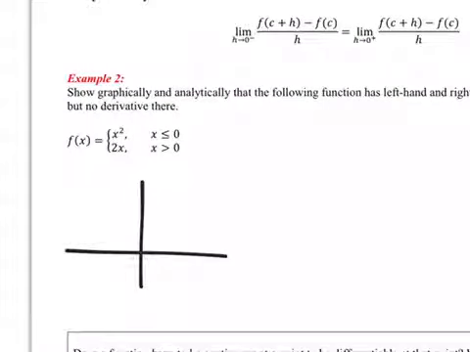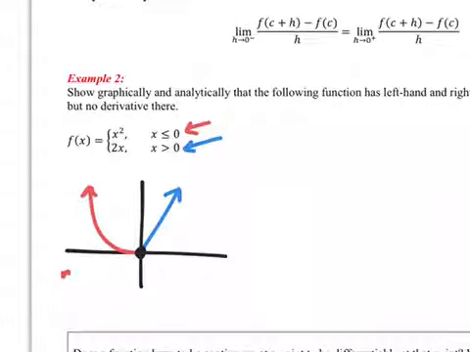So here's a graph. Let's do x squared for x less than or equal to 0, and 2x otherwise. Okay, so you'll notice here at 0, these slopes are not going to be the same. It looks like the slope at x equals 0 for x squared, okay, the slope looks like it's approaching 0, and our slope on the other side is 2. So those don't equal, therefore there is no derivative at x equals 0.